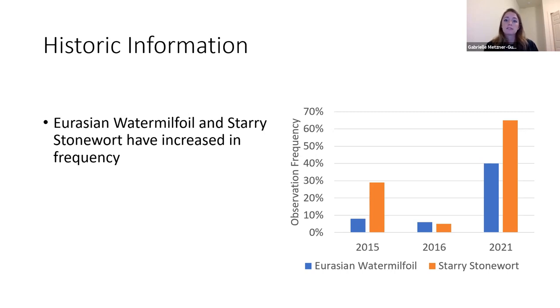So this suggests that the species were more widespread throughout the lake in 2021 than in 2015 and 2016. And the most recent management activities, targeting herbicide treatments in 2014 and 2017, necessarily have not reduced the spread of these aquatic invasive species. But again, we just are looking at the information from 2015, 2016 and comparing that to this year. Next slide, please.